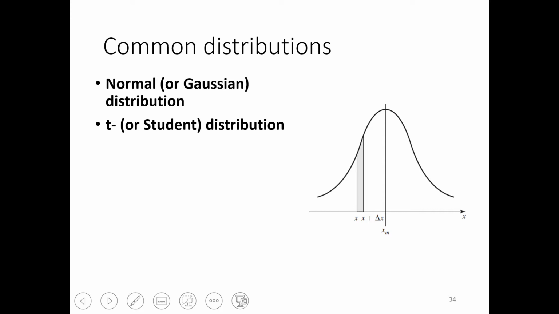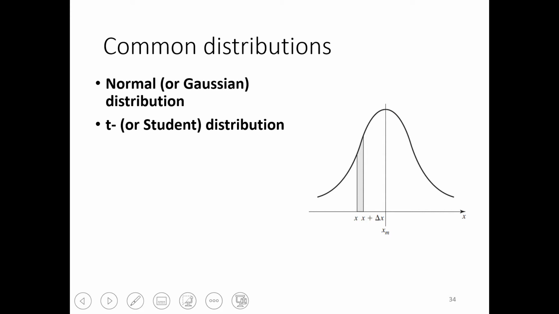We have different types of distributions. The most famous ones are the normal or Gaussian distribution, and also the T or student distribution. These two distributions will be the focus of our lecture and the focus of the lab. We are not going to go into skewed distributions and all of those things. We're just going to deal with the normal distribution.